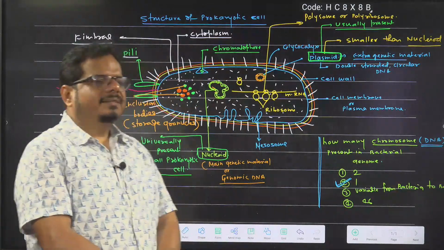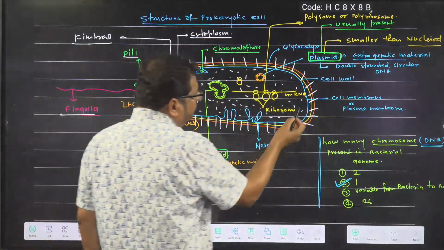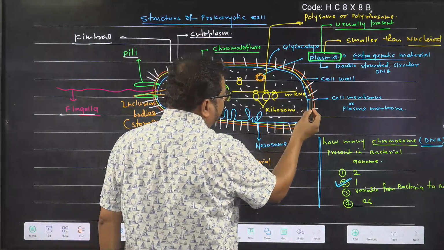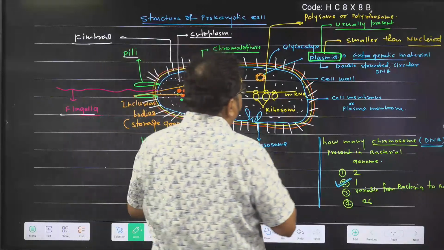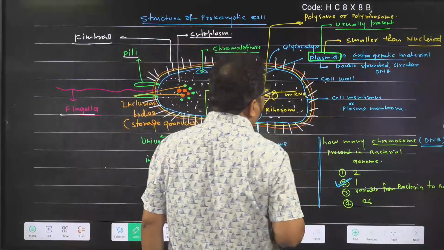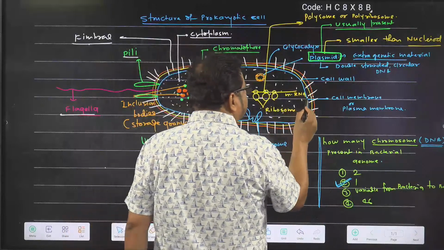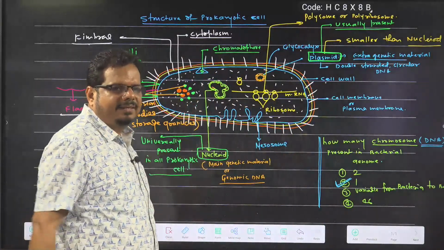Got the idea? So just have a look. I told you a typical prokaryotic cell or bacteria is surrounded by how many different layers? 3 layers. The outermost layer is called glycocalyx. The second layer from outside is called cell wall. The innermost layer is called cell membrane. Got the idea? Clear?